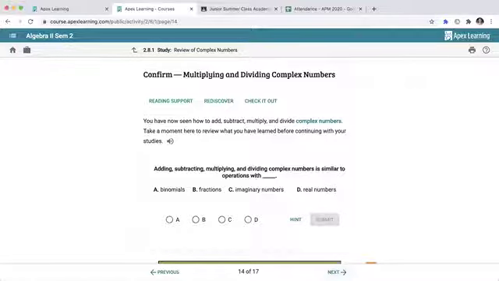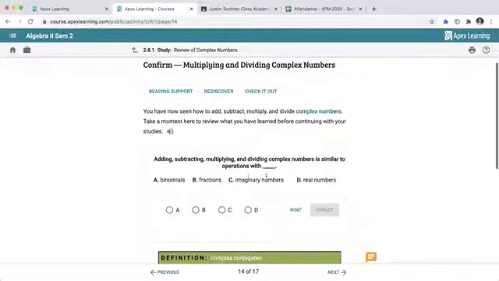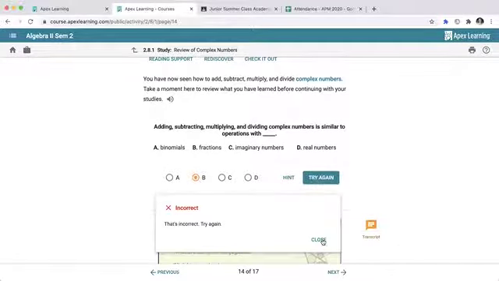All right, then to sum this little part up here, multiplying and dividing our complex numbers. Adding, subtracting, multiplying, and dividing complex numbers is similar to operations with, I believe it should just be, I think the answer is fractions. Let me see here. What are they trying to get at? Oh, okay.